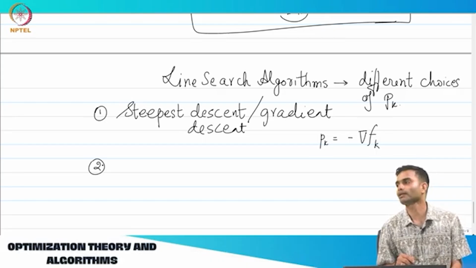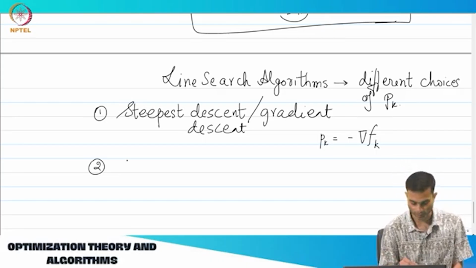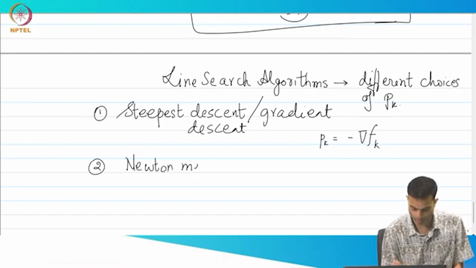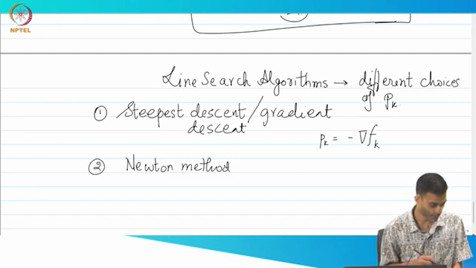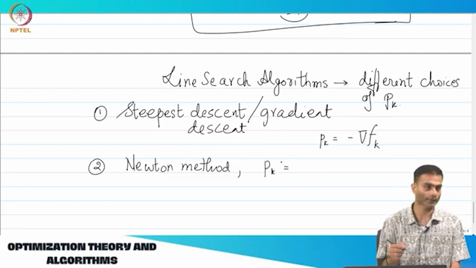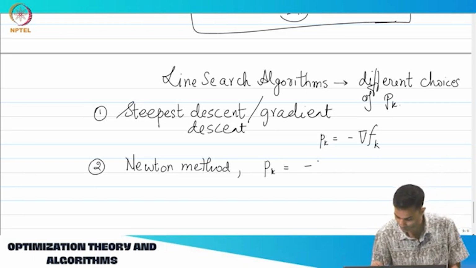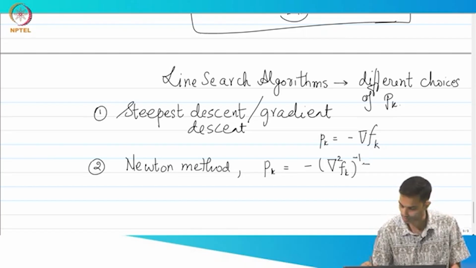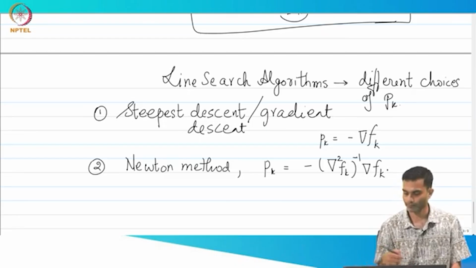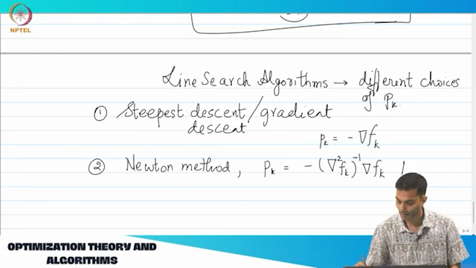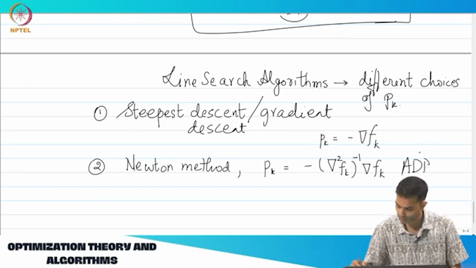The second one is very powerful, which is called the Newton method. In this, again we will prove it. I will note down the expression that you have. It is the Hessian comes in with an inverse. So inverse of the Hessian multiplied by grad fk.